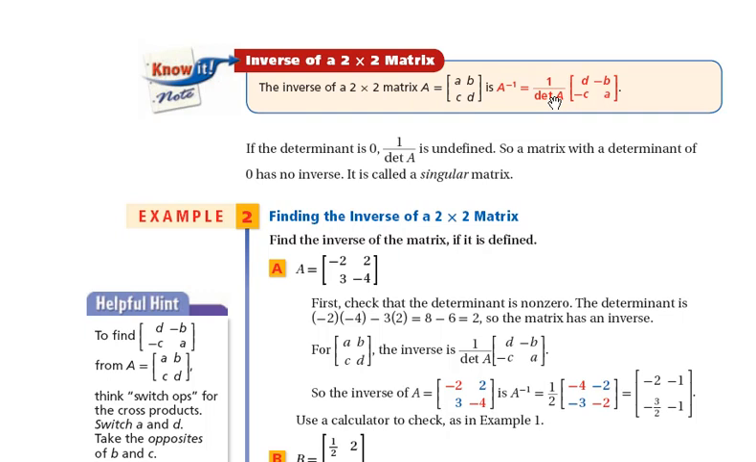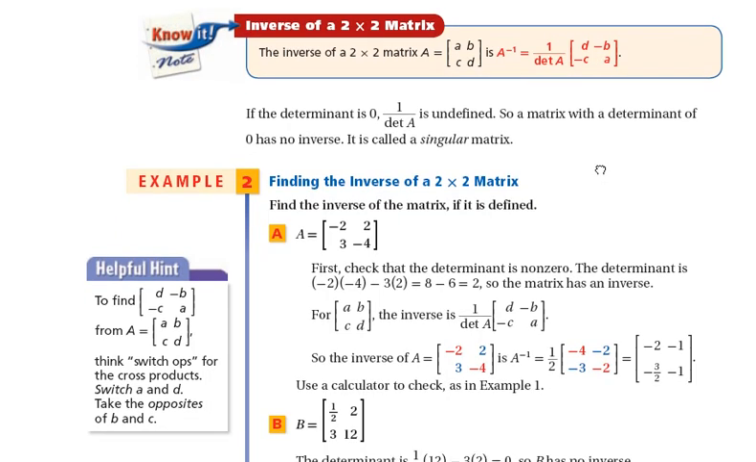You're going to multiply that fraction by this matrix here. This looks kind of weird, but basically what's happening is you're switching the A and the D around, and you're changing the signs on the B and the C. So you create this new matrix. You take 1 over the determinant times that matrix, and that would be the inverse of this matrix A.